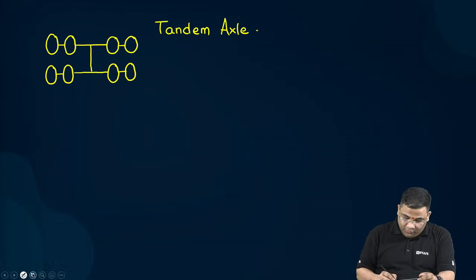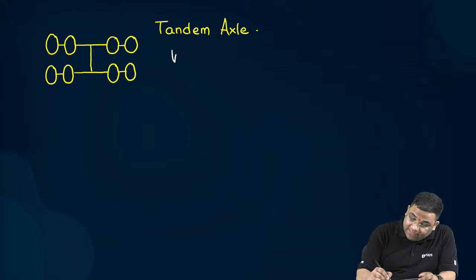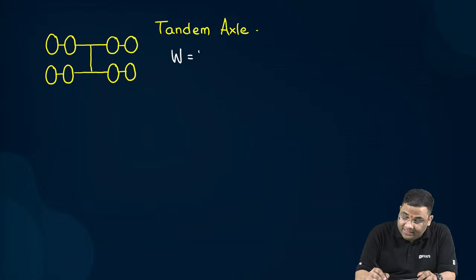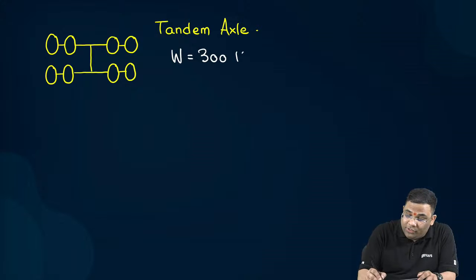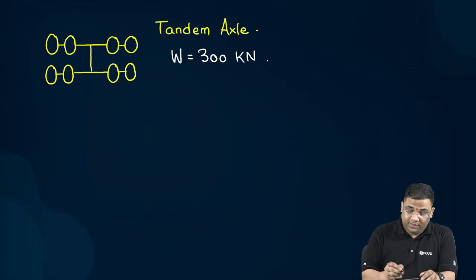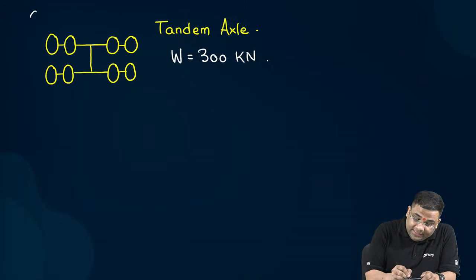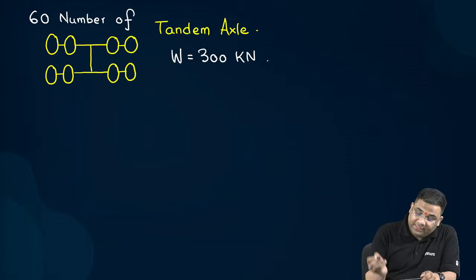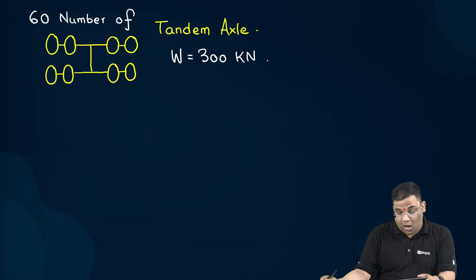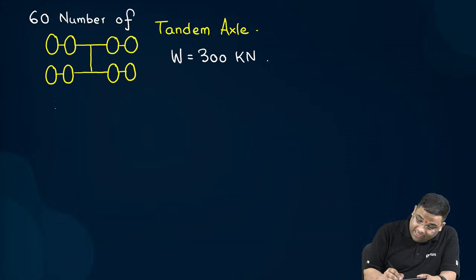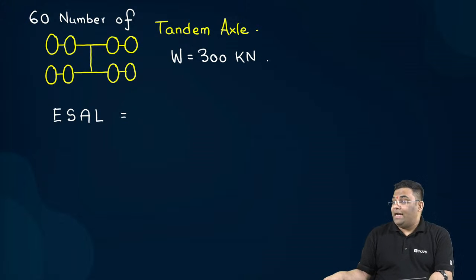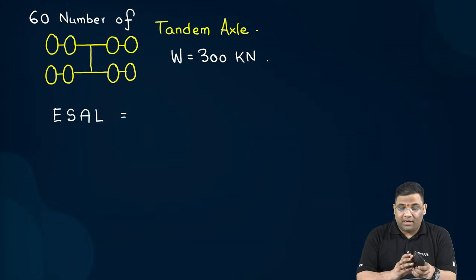Okay, and suppose I am giving that this axle load is 300 kilonewton. And suppose 60 such axles are there. Now tell me, what is the equivalent standard axle load? Please calculate and tell.